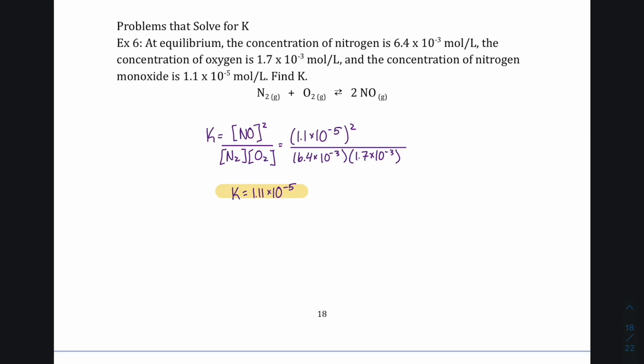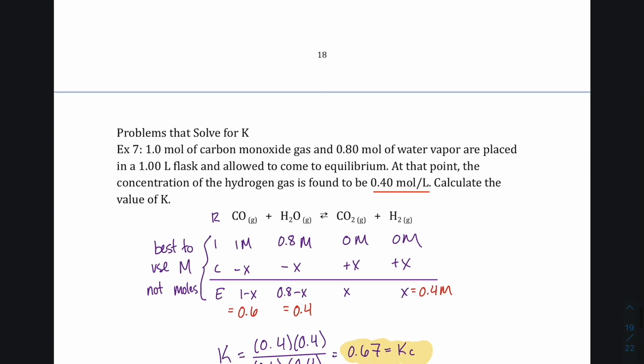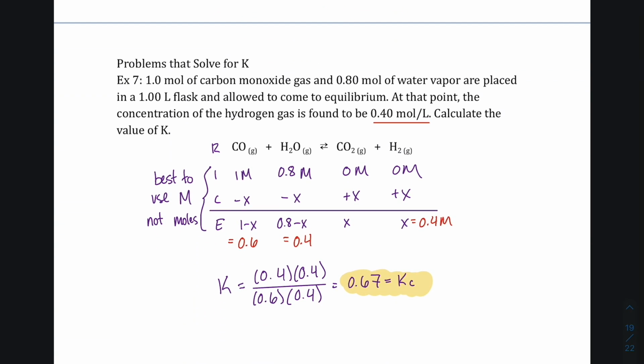Here's an example where you are solving for K. We know that we are at equilibrium, which means if we plug in our concentrations, we will get K instead of Q. We use ICE tables here: reaction, initial, change, equilibrium. You write out your initial concentrations. It's easier to use concentration than moles, so that's a good habit to get into.